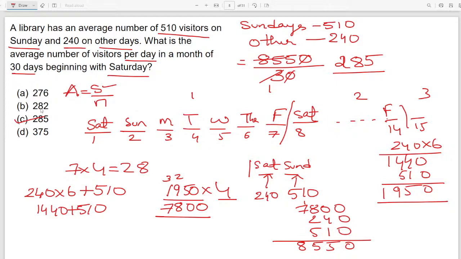So we have 30 days. So we have 7 days a week, 7 days, 7 days, 7 days, and then 2 extra days, Saturday and Sunday. In these 7 days, the visitors are 1950 for each week. And then these 2 days we have added here, 240 and 510. And total visitors are 8550 for the whole month. Divided by 30, that would give 285.